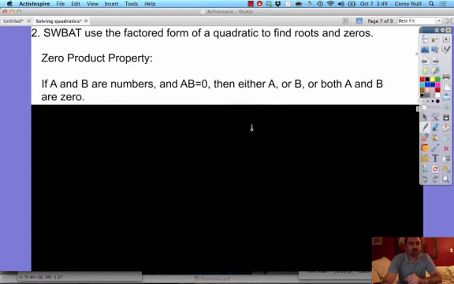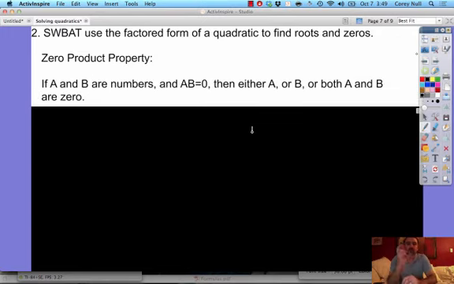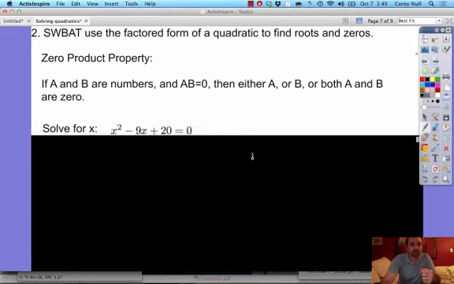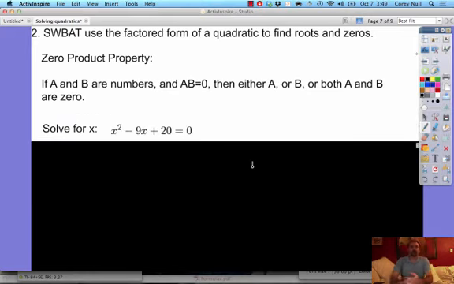So the zero product property says this: if you have two numbers that are multiplied together and you get 0, either the first number had to have been 0, the second number had to have been 0, or they both had to have been 0. That's an important point. So what I want to do now is solve for x. This is the polynomial I had on the second slide, I believe it was. I want to find out when this equals 0.